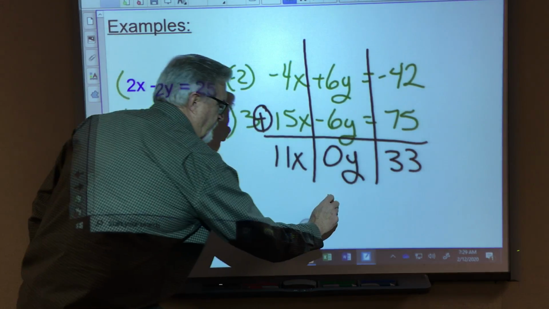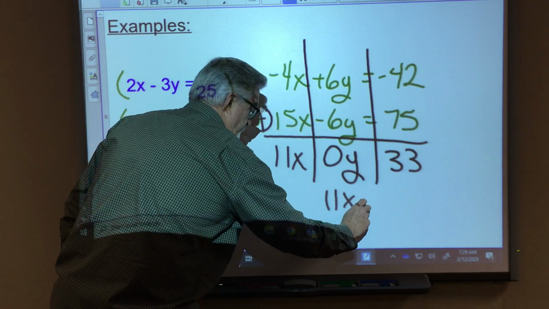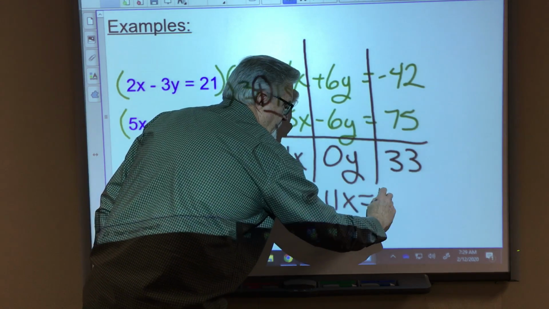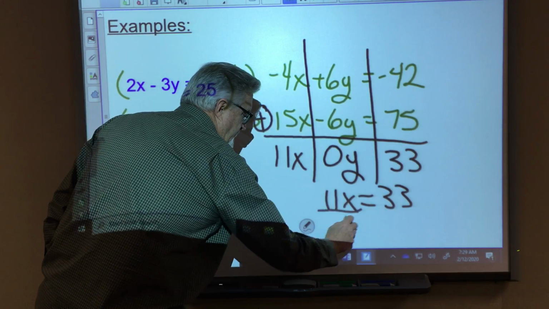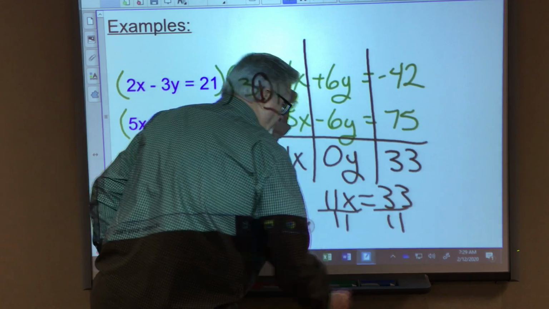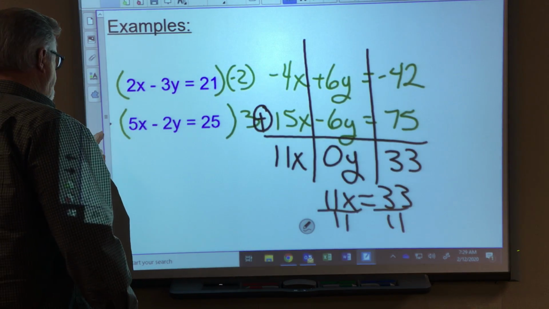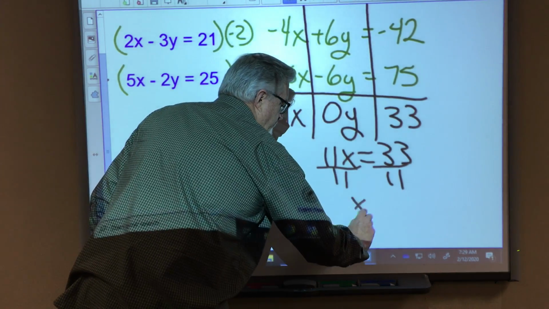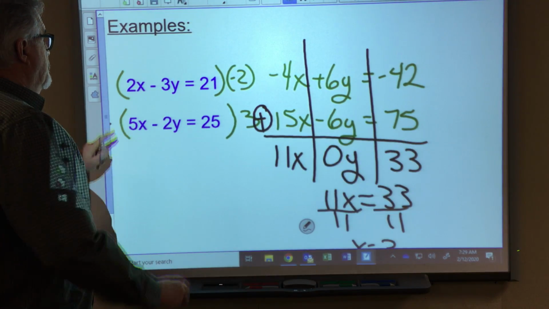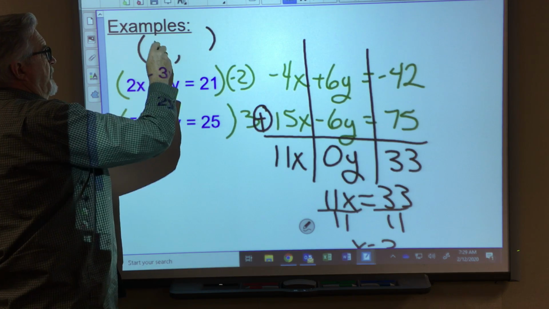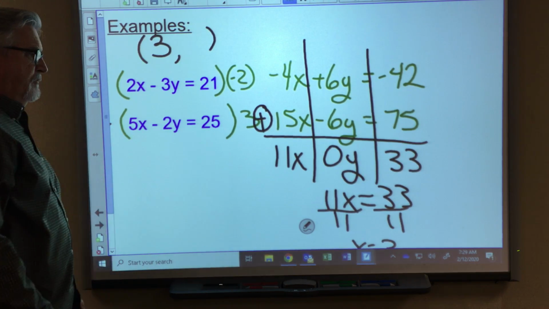So now our resulting equation is 11x is equal to 33. We need to divide by 11 to isolate x. In doing so, we end up with x is equal to 3. So a solution to this one, we know that our x term is 3.